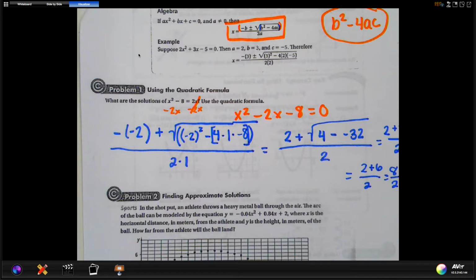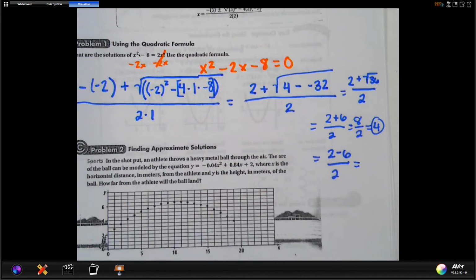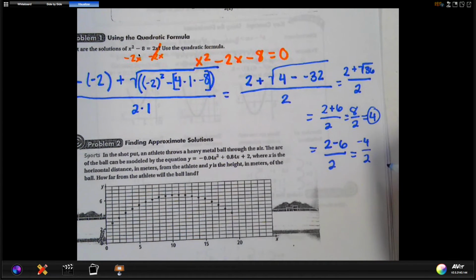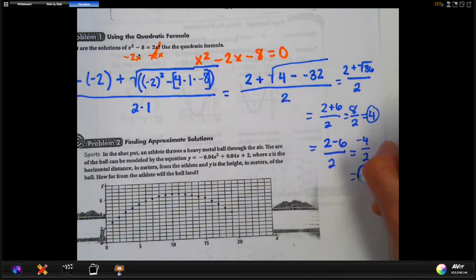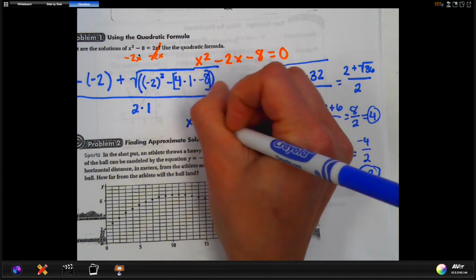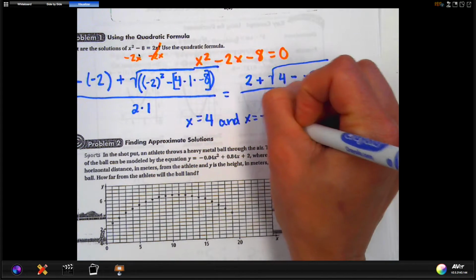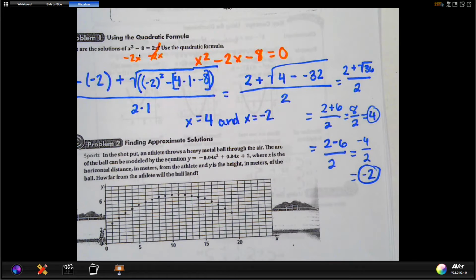How do we get the other answer? Minus. We're going to change that plus to a minus. So now we can do all the way to the end here. Instead of 2 plus 6, we would do 2 minus 6 divided by 2. Well, what's 2 minus 6? Negative 4, yep. Divided by 2 is negative 2, okay? And so x equals 4 and x equals negative 2 are our 2 solutions using the quadratic formula.